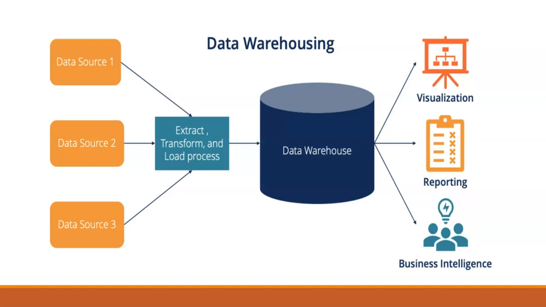This is an example of data warehousing. In this diagram, it contains different data sources. The different data are synchronized in a single warehouse through the extract, transform, and load process. Then it is segregated for visualization, reporting, and business intelligence.